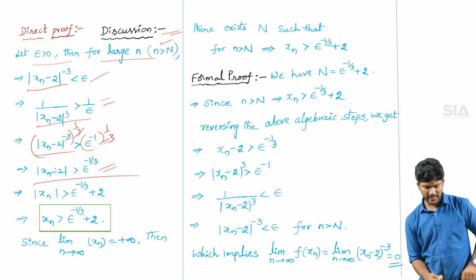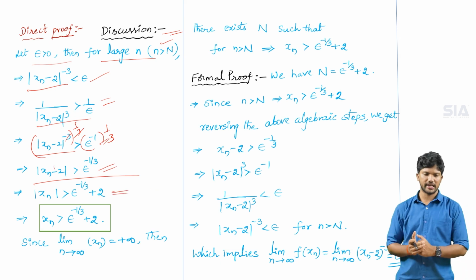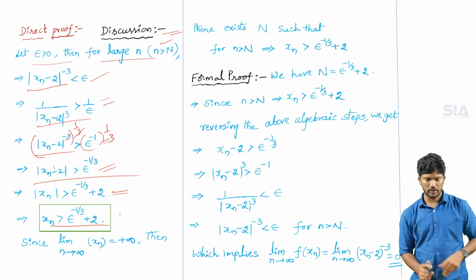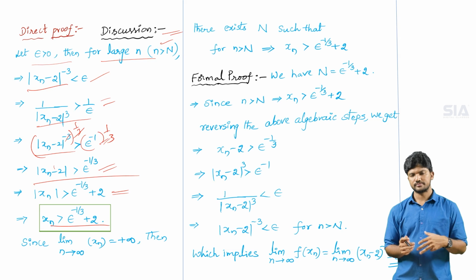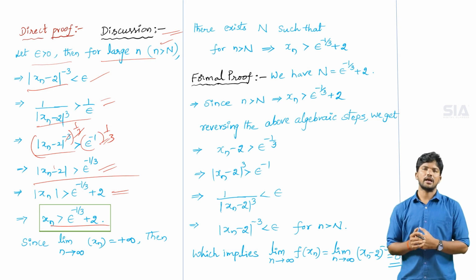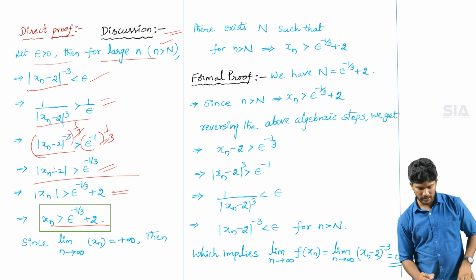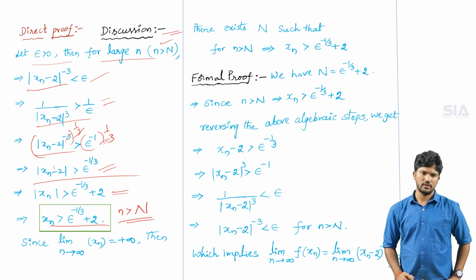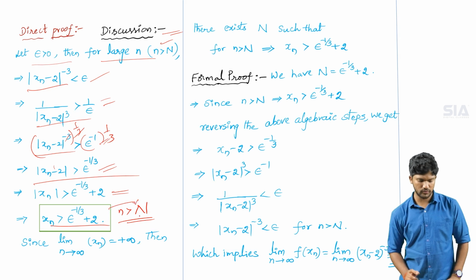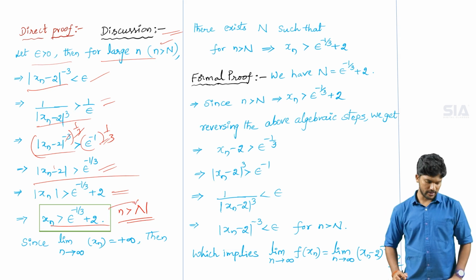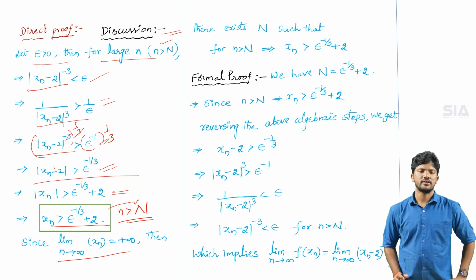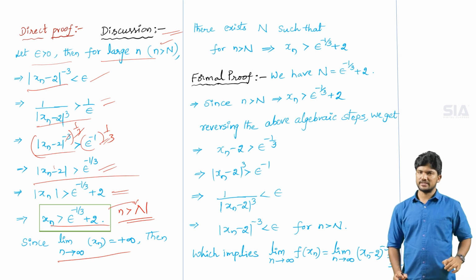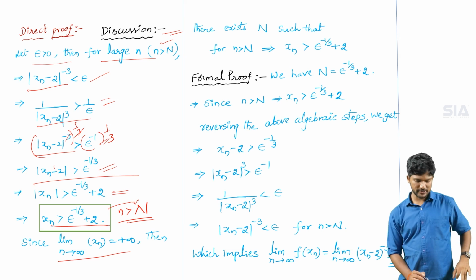Okay, next send this minus 2 to the RHS. You will get mod x_n greater than epsilon power minus 1 by 3 plus 2. If you remove the mod also on the LHS, x_n is greater than epsilon power minus 1 by 3 plus 2. This value exists in the small n greater than capital N format only. So this boxed value, if you compare with small n greater than capital N, since limit n tends to infinity, x suffix n equals plus infinity. Since we have the limit of the sequence, not the limit of the function, the limit of the sequence is plus infinity.